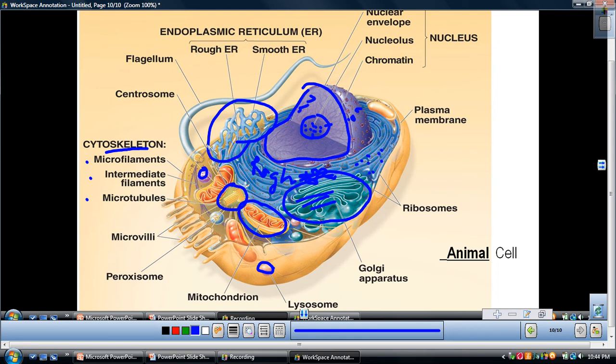And what did I leave out? Oh, the centrosome. It says centrioles, that's what I call that. And this has a flagella on it. Not all human cells have a flagella. And then we're also going to talk about these little peroxisomes. So that's your typical animal cell.